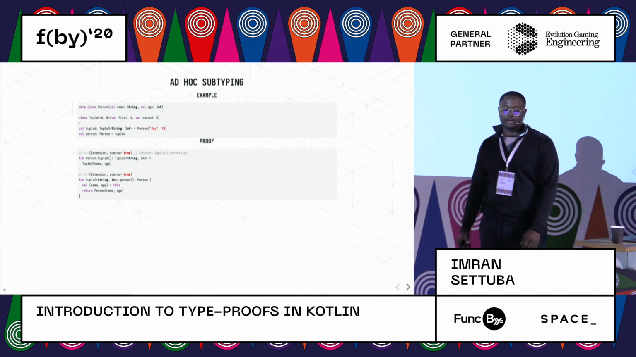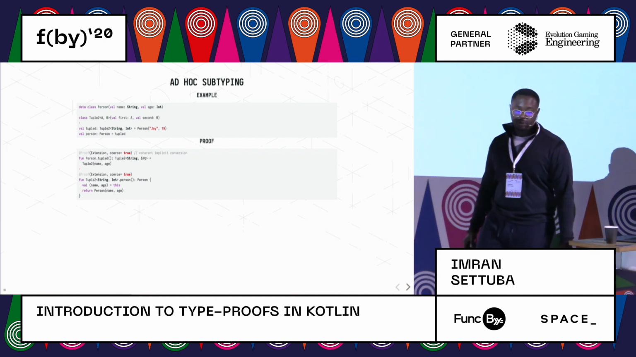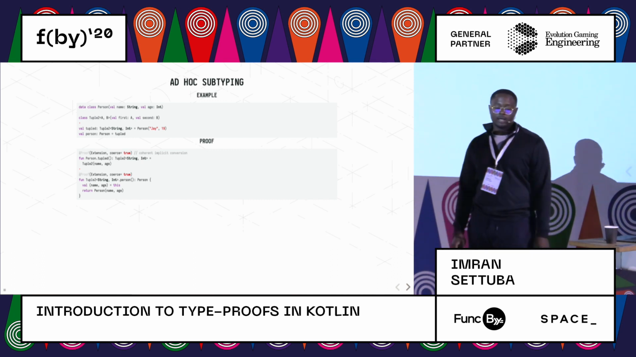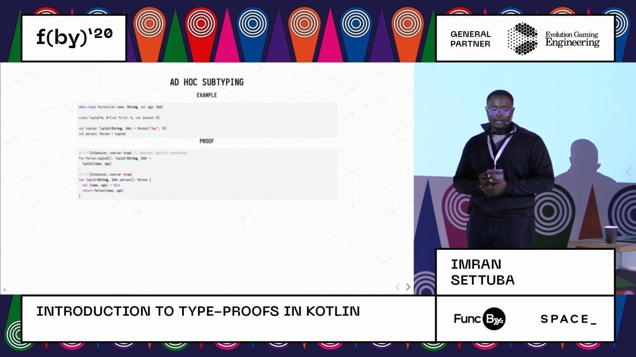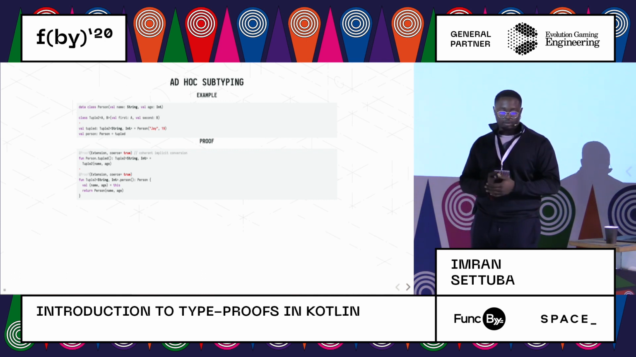Now let's look at ad hoc subtyping. Here we see a person which has a name and an age, and a tuple. And in our example, the compiler can type check that the person is a tuple and also isomorphic to its own type. And we achieve that simply through an extension proof, and we set the implicit coercion as true. The proof sample is pretty simple. We put the name and the age into the tuple, same in reverse.